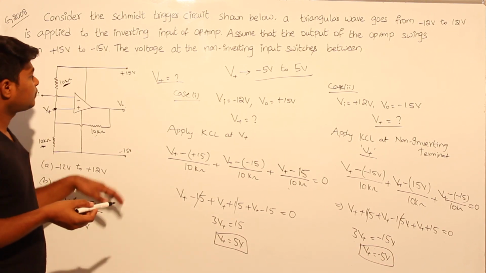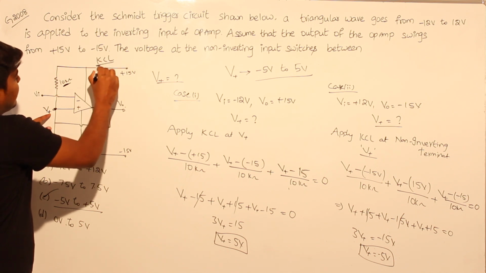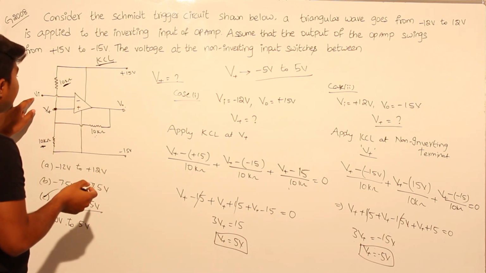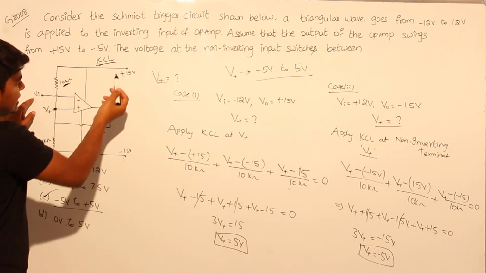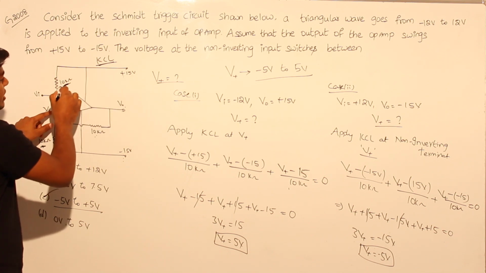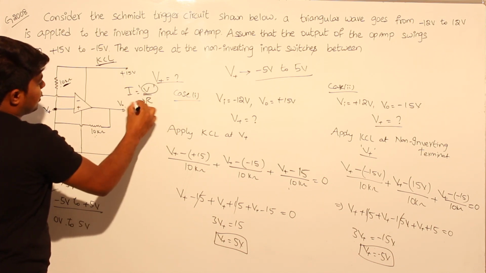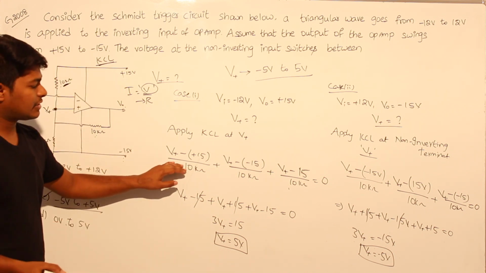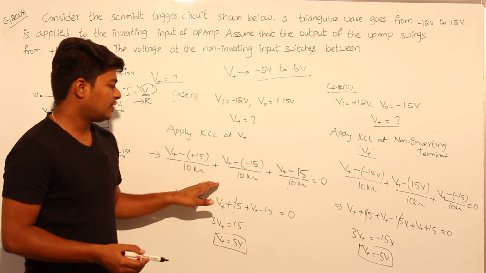How we got the solution: by seeing the diagram, we need to apply KCL to get the voltage at the non-inverting terminal. They have given that Vi varies from minus 12 to 12 and V naught varies from plus 15 to minus 15. By taking these voltages, you apply KCL. How do we apply KCL? Take the voltage difference across a resistor and divide it by the resistance value, because current equals V by R. Then add all the terms to get one equation. If you solve this equation, you will get the value. The other case is also the same as the one we solved in the first case.